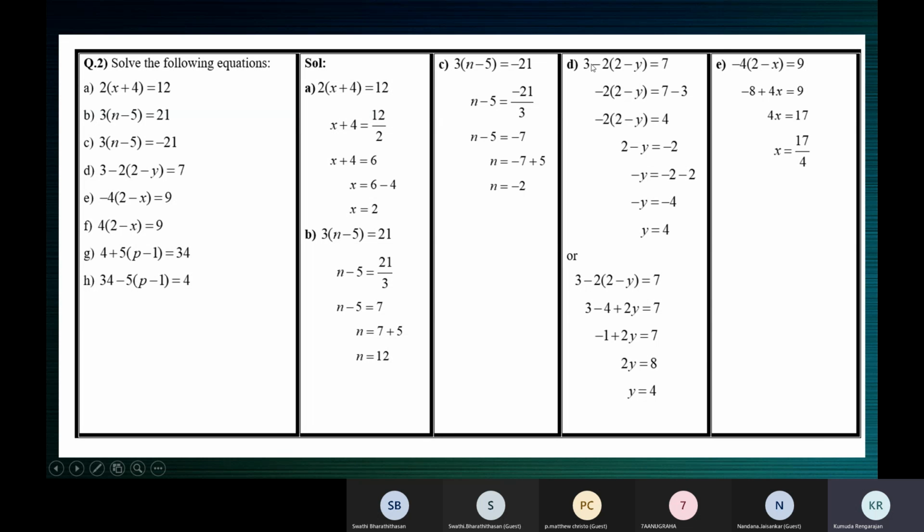3 minus 2 of 2 minus y is equal to 7. Now, what you should understand is you cannot subtract 3 and 2. It's not 3 minus 2, 1, because 2 is attached to 2 minus y.